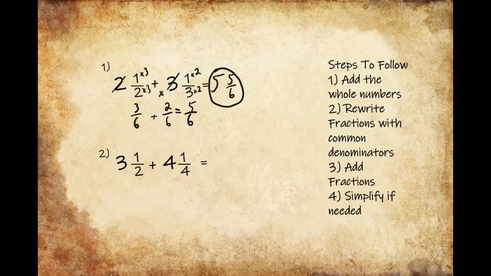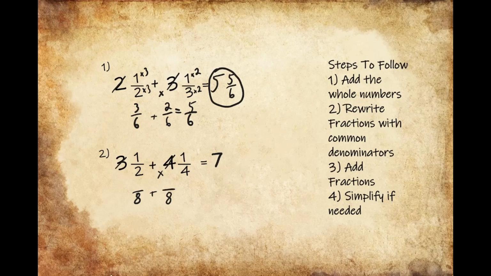So now looking at question number 2, we know that our first step is to add the whole numbers together, and 3 plus 4 gives us 7. So we're going to write a 7 there. Next, we're going to cross out our whole numbers so we don't get confused. The next thing we need to do is rewrite the fractions with our common denominator. So for this one here, we're going to multiply our denominators once again, and we know that 4 times 2 gives us 8. So we're going to rewrite these fractions with the new denominator of 8.